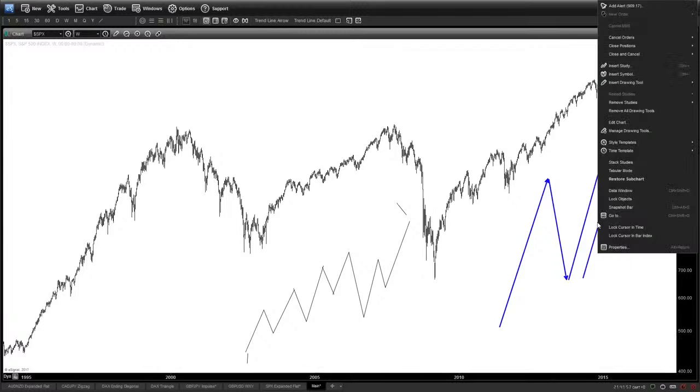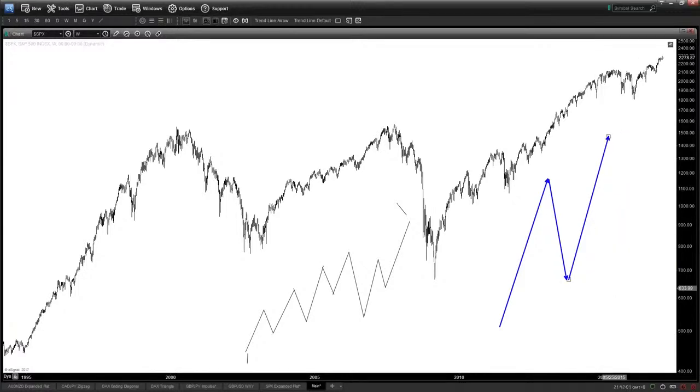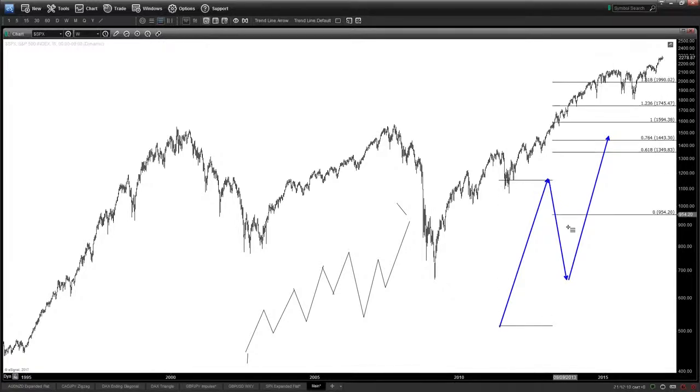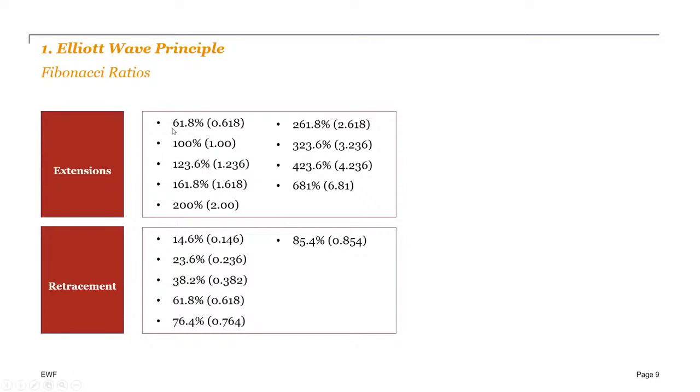So depending on your broker and your platform, I think all of the platforms nowadays have a tool for you to measure Fibonacci extension. I'm using eSignal, for example. I can measure Fibonacci extension very easily. So I can see, okay, 100%, 123.6%, and so on. If you use MT4, they also have a so-called Fibonacci expansion. So extension, this is the most important ratio.